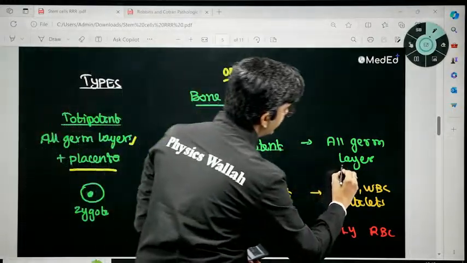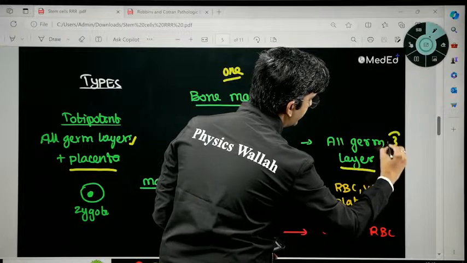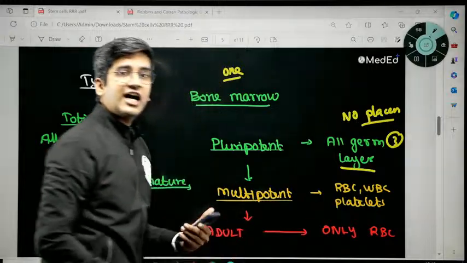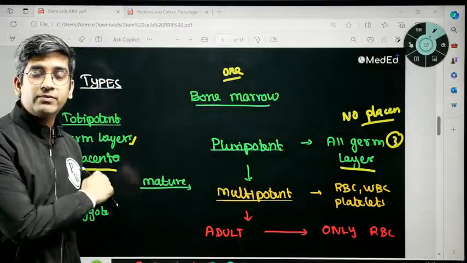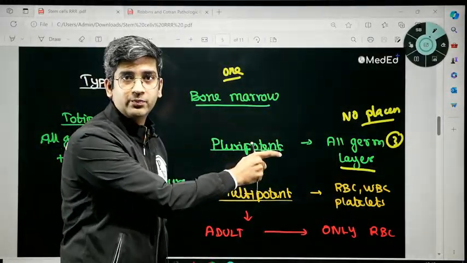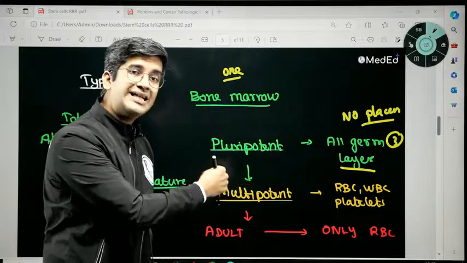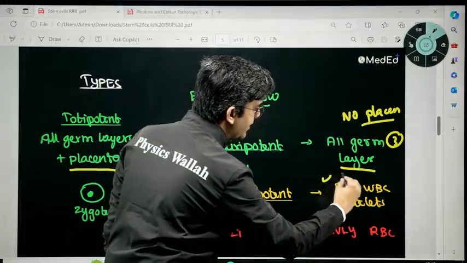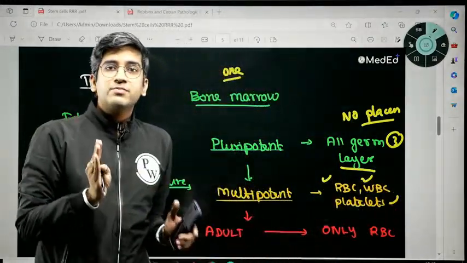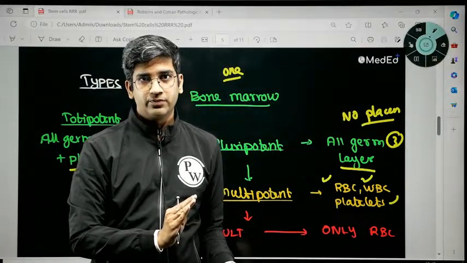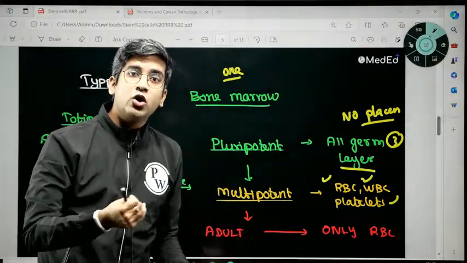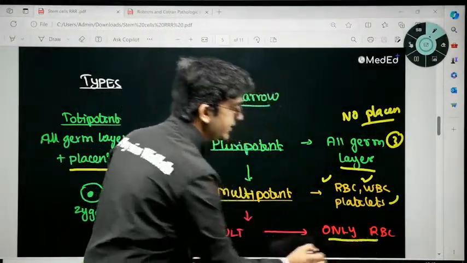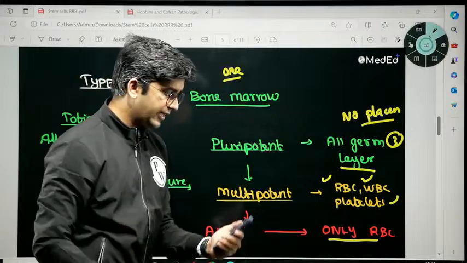This pluripotent stem cell can give rise to all three germ layers, but no placenta. This is also a very, very undifferentiated stem cell, but not like a zygote, because it has come to a specific organ, bone marrow. Then it gets one more name, a multipotent stem cell. A multipotent stem cell cannot give rise to all three germ layers. It can give rise to only RBC, WBC and platelets, which means it is becoming specific to that organ, bone marrow. Then it becomes even more mature, an adult stem cell or lineage-specific stem cell, where I call it only RBCs or only WBCs or only platelets. Understood?